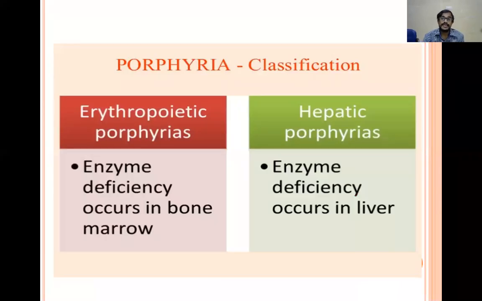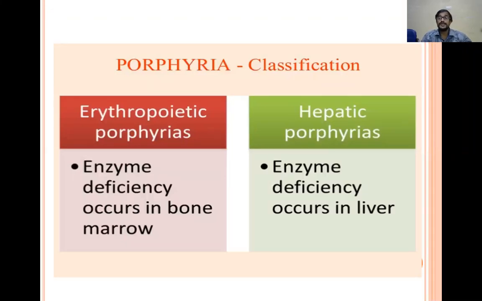Coming to the classification, porphyrias are classified into erythropoietic porphyrias and hepatic porphyrias. If the defect in heme synthesis occurs in the erythroid cells, then that is known as erythropoietic porphyria. If the defect of heme synthesis occurs in the hepatic cells, which leads to accumulation of porphyrins, that is known as hepatic porphyria. We know the synthesis of heme occurs in both erythroid cells and hepatic cells.